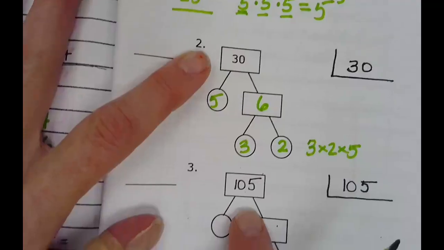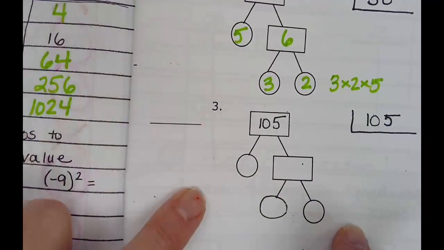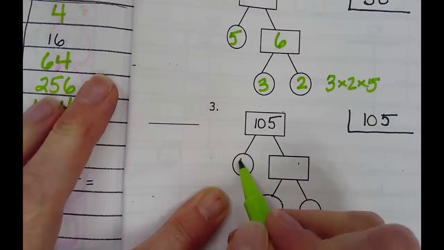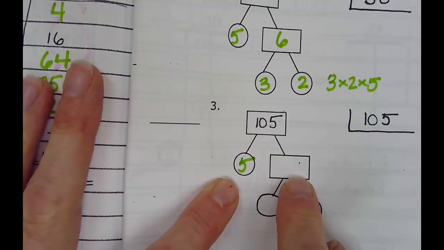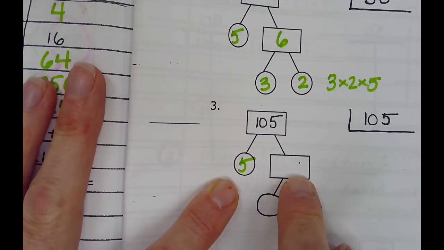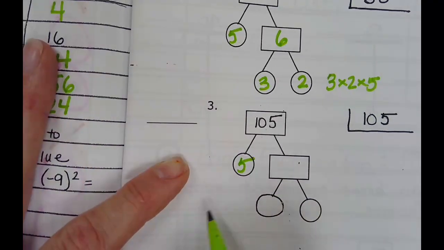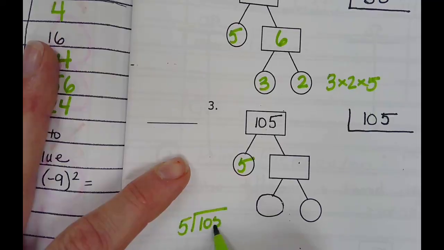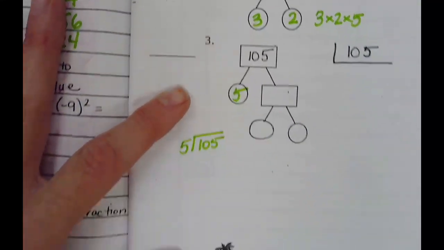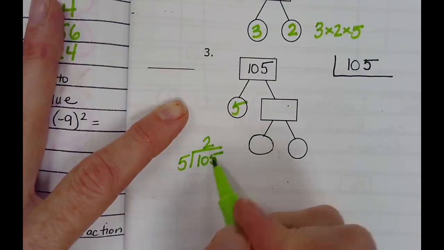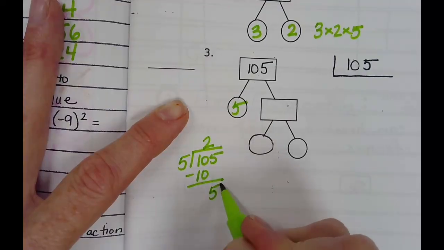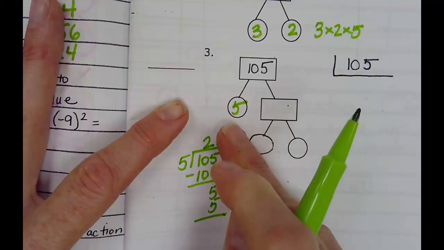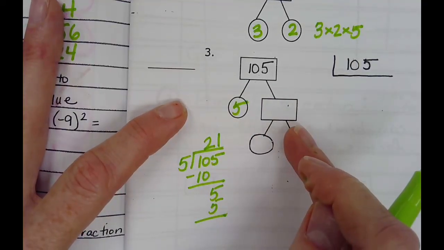Okay, next one, I have 105. What number do I know it has to be divisible by? 5. All right, so now in this box, how many times does 5 go into 105? I can do it on the side. How many times does 5 go into 10? 2. How many times does 5 go into 5? 1. So 5 times what number is 105?